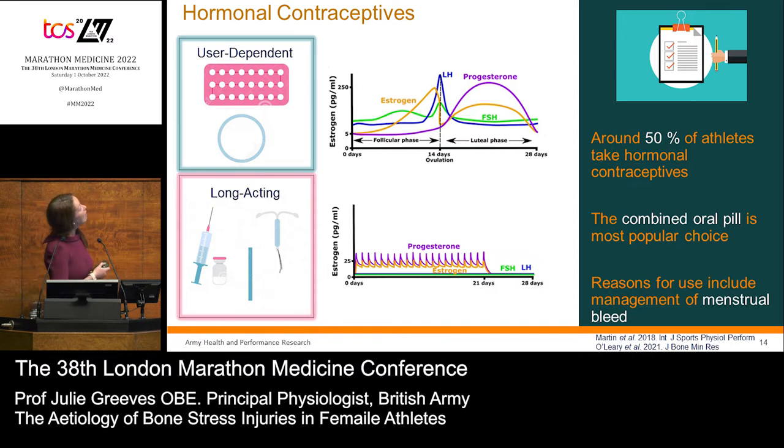Now, there are a huge number of contraceptives that are available, and the most popular, at about 40 to 50% of use, is the combined oral contraceptive pill, and that's also available as a progesterone-only preparation. But the long-acting methods are also becoming more popular, particularly the Mirena coil, which causes more local atrophic effects in the uterus.